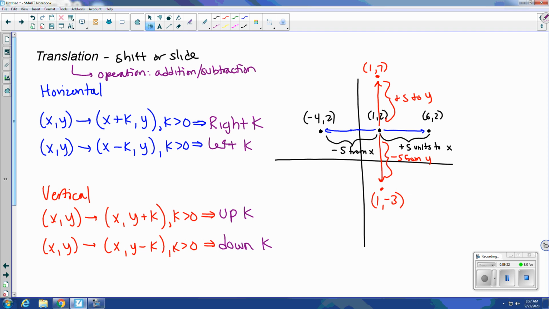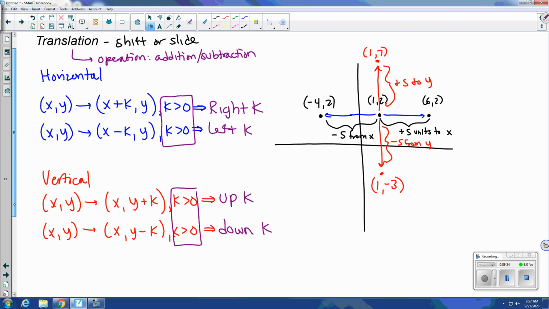And again, I want you to take note of these conditions. That's really important, okay? Because if we start changing the conditions, then we have to change the overall abstract rule that we wrote. So those are necessary.